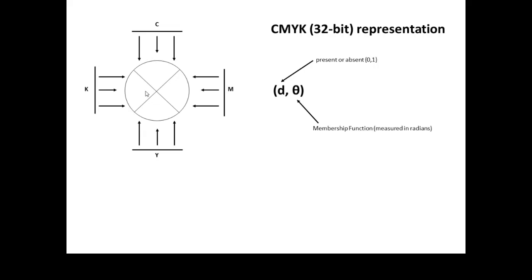The D, which is sort of a radius, is present or absent. So it's either 0 or 1. If it's at the middle of this, it's 0, and at the edge it's 1. If it's absent at 0, it's at this origin point. If it's present, it's out here at 1, in this edge space. And then the membership function is measured in radians. So is it present or not present? That can be measured along the edge here.